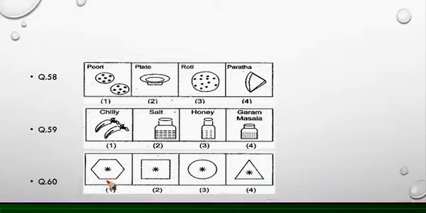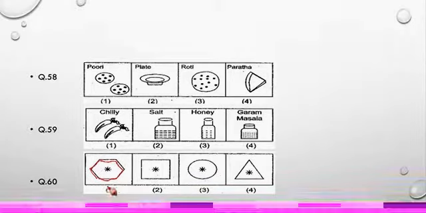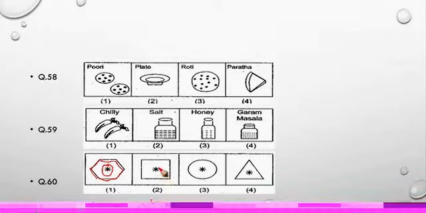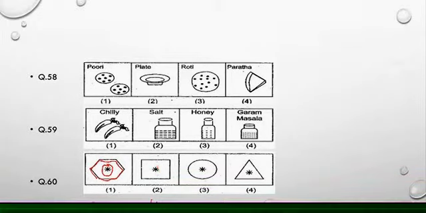In the first option, there is a design which has 1, 2, 3, 4, 5, 6 sides to it, and there is a design inside the main design. In the second option, there is a rectangle with 4 sides to it, and there's one figure which is similar to the figure inside in option 1. Let's go to option 3.